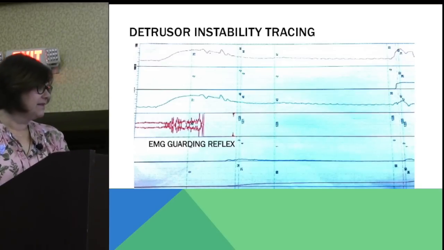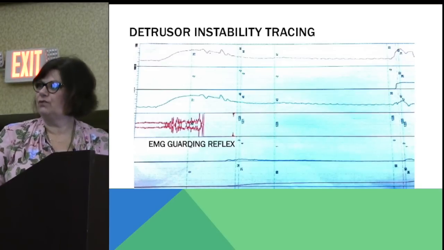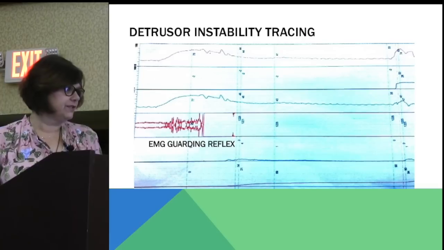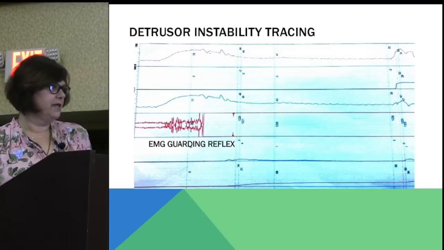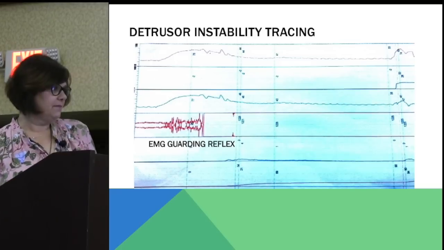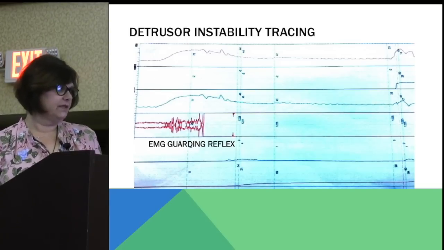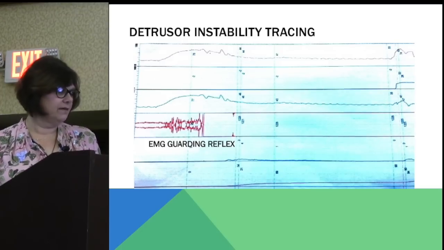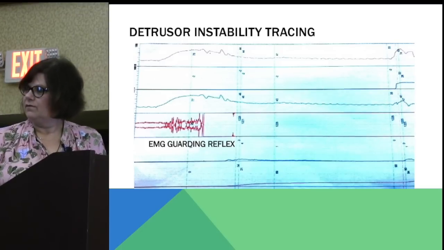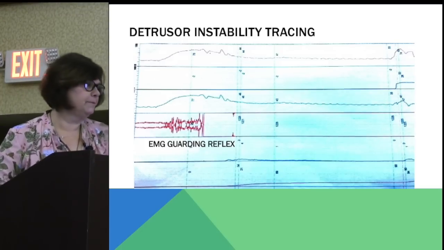And then again, I think this is the same slide, but it shows the EMG guarding reflex, just the patient having a bladder spasm. And again, you see that activity on EMG where the patient's trying to hold off, stop that leak, and wasn't very successful. You can see the flow down there on the line, the void line, the second one from the bottom.